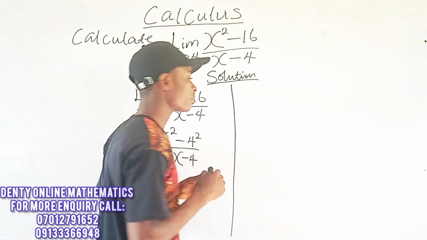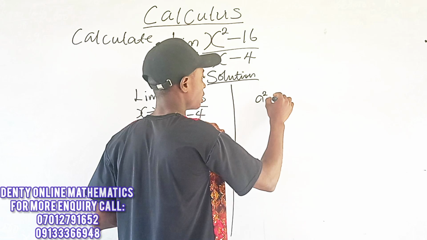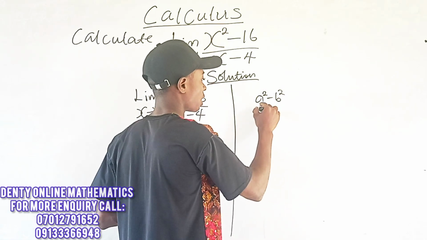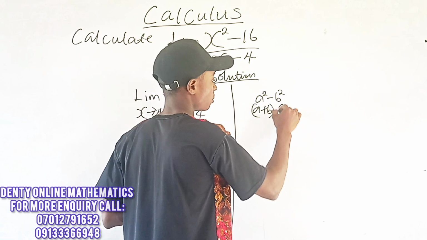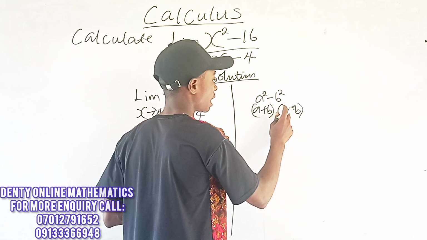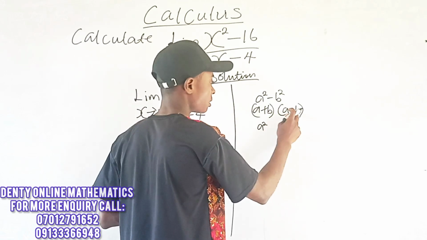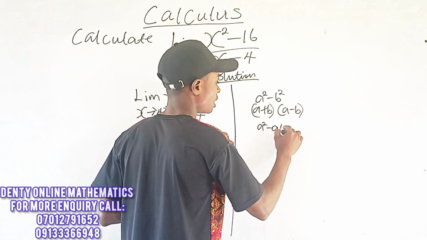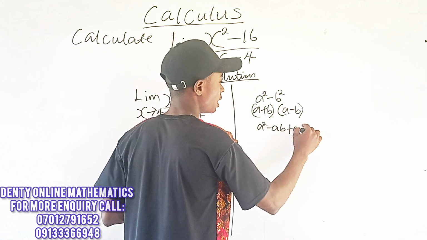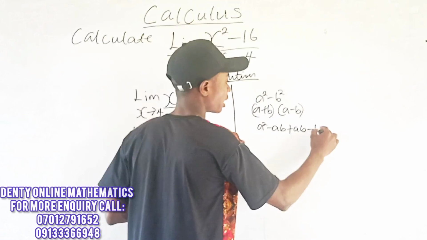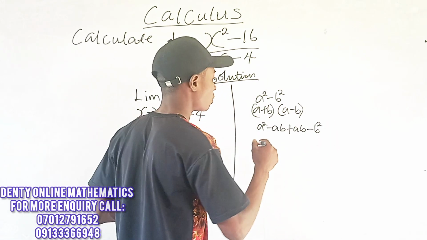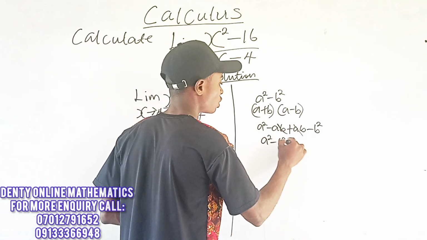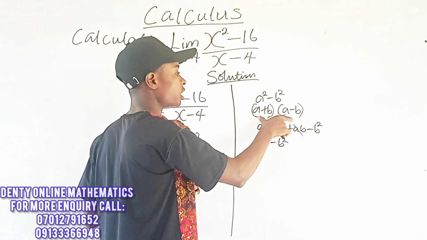Now, in mathematics, if you have a squared minus b squared, we call this the difference of two squares. So we can write a plus b multiplied by a minus b. A times a gives a squared, a times minus b gives minus ab, b times a gives plus ab, and b times minus b gives minus b squared. Now, we have a squared, and then minus ab plus ab is eliminated, and we have minus b squared. So you can see this identity here is equal to this.